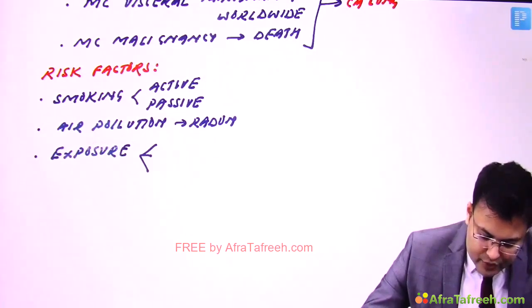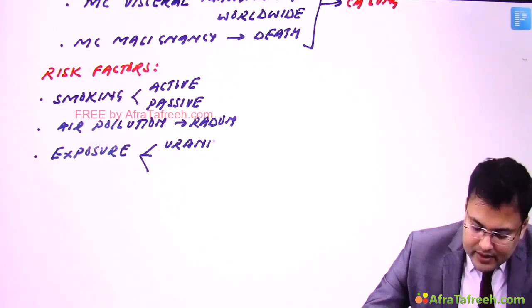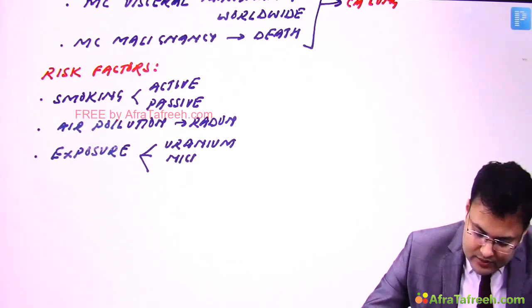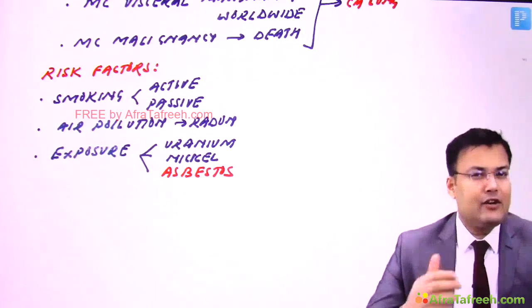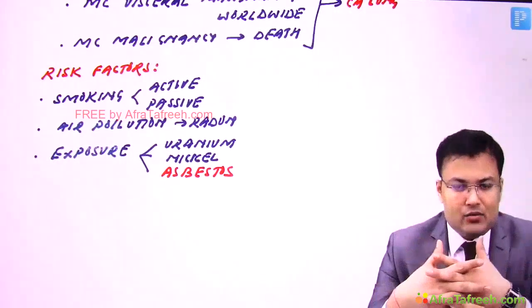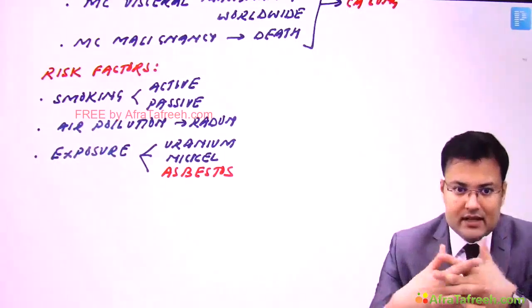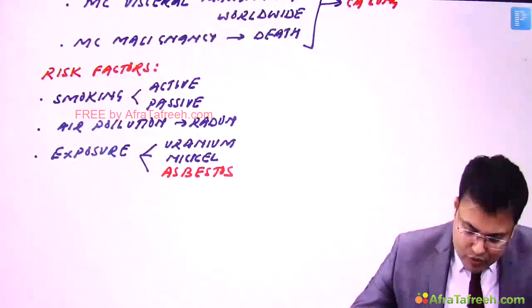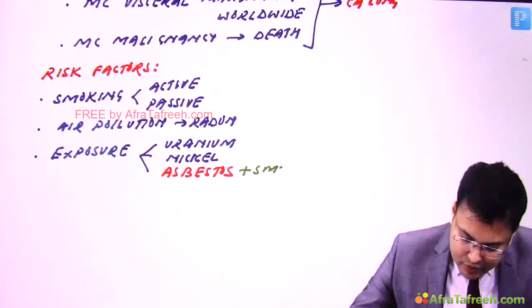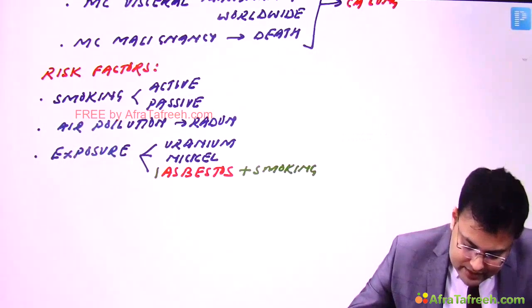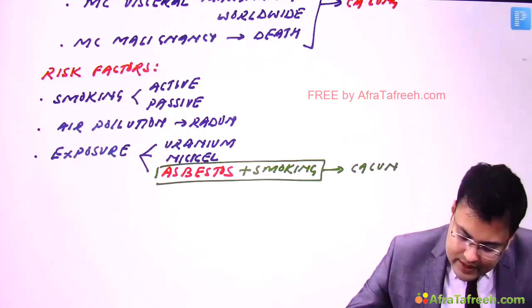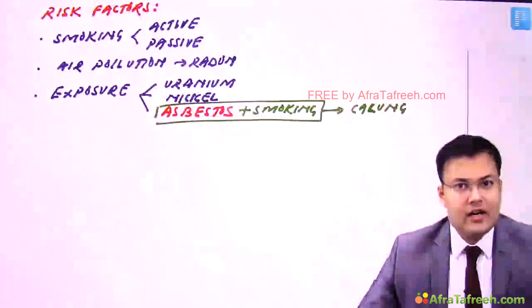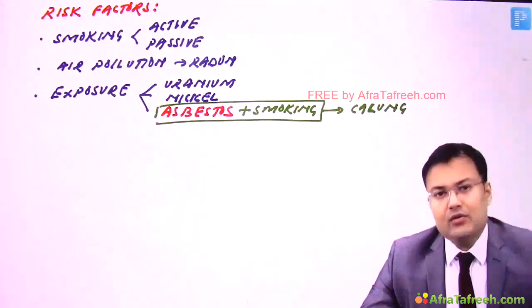So if there is exposure to uranium, nickel, and asbestos. Clear? Right? In malignant mesothelioma, we discussed that for carcinoma lung, asbestos and smoking, both of these are having synergistic effect. So what is the problem? If the patient is a smoker also, asbestos and smoking are having synergistic effect for carcinoma lung, especially for adenocarcinoma.